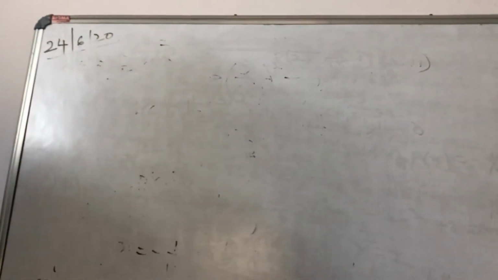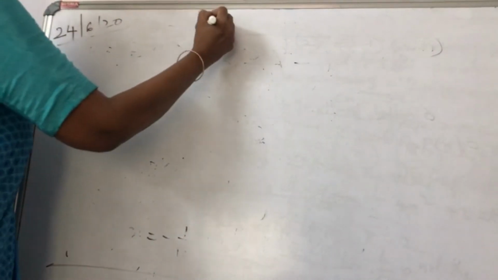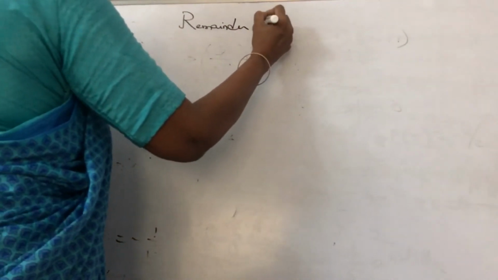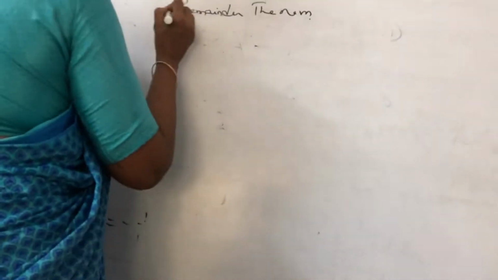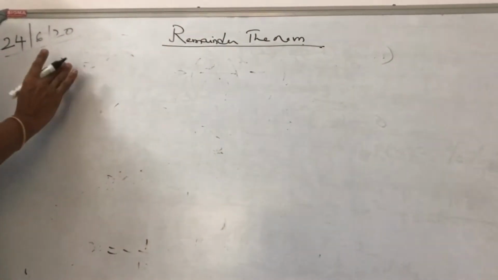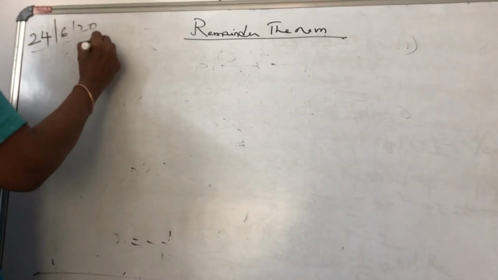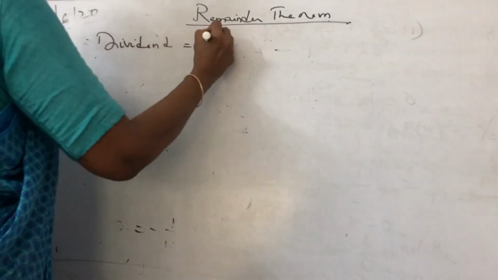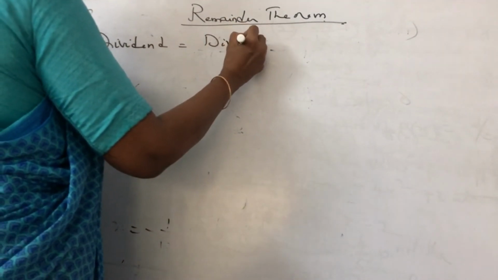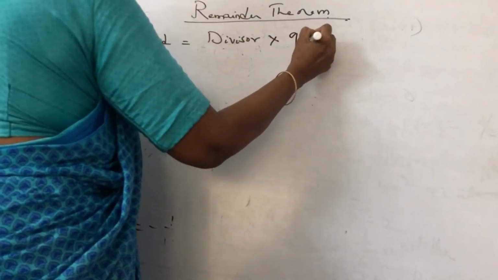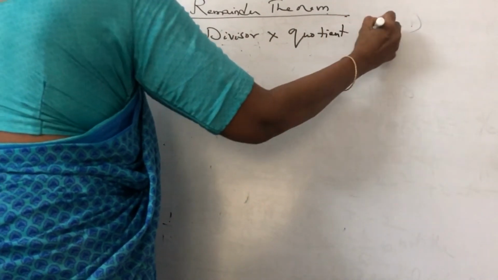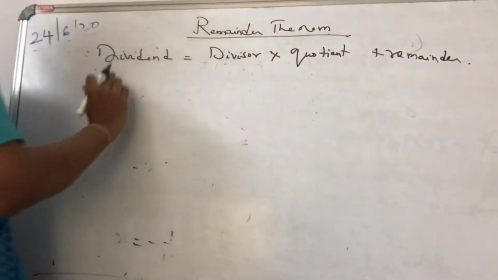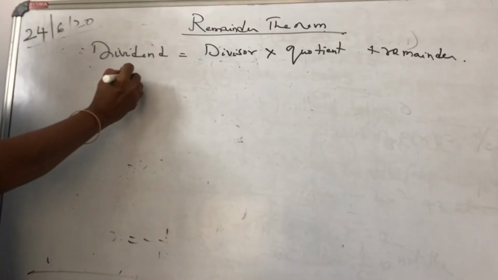The next topic for you is, children, remainder theorem. All of you have learned from your earlier classes, children, what is division? Dividend is equal to, can you guess? Dividend is equal to divisor into quotient plus remainder.